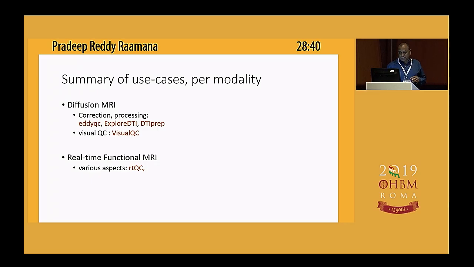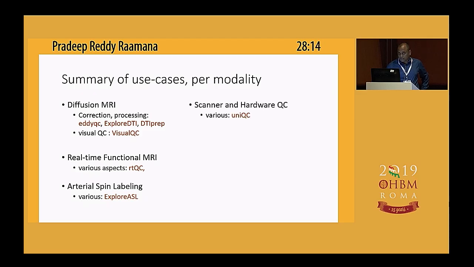For real-time QC of functional MRI, there is a tool called RTQC from Stefan Heunis and team from Eindhoven, which helps with a lot of aspects related to this. For arterial spin labeling, there is ExploreASL, which I'm going to get into later on. And for scanner and hardware specific QC, there is a tool called QAP that tries to make this complicated task really easy.